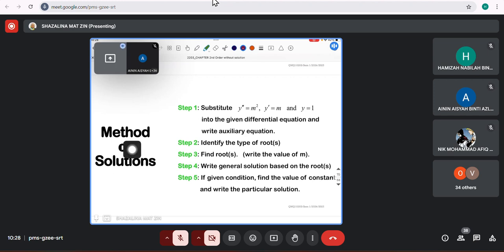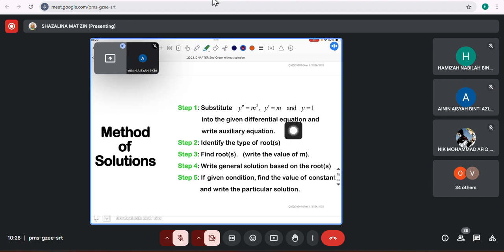So we continue the method of solution. Okay, first step, what you need to do is substitute the y double prime with m square. Please be careful with the y prime. Sometimes the equation doesn't give you y prime, only y. Make sure you substitute the correct m. Double prime is m square, prime is m, and y is equal to 1.